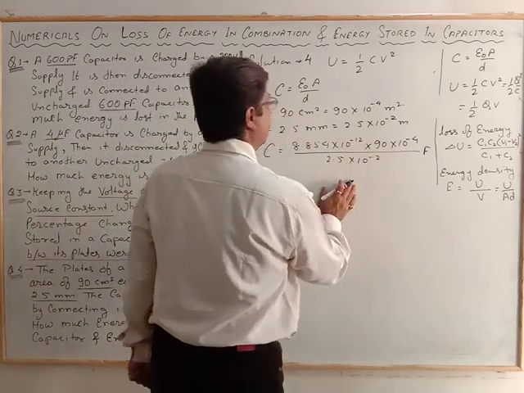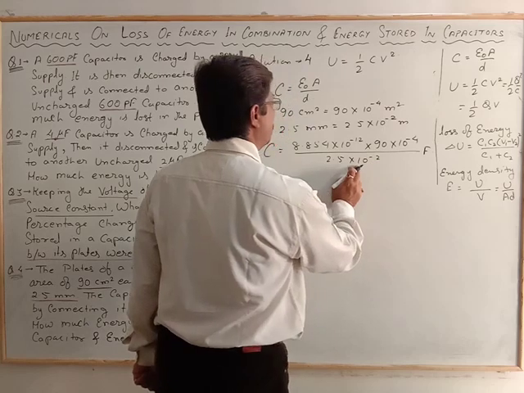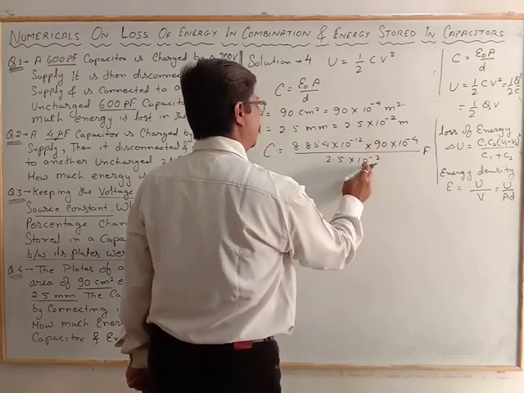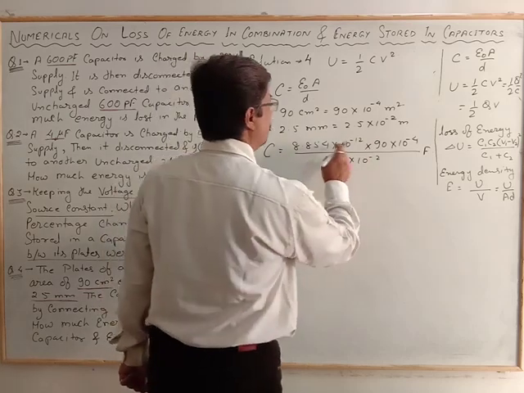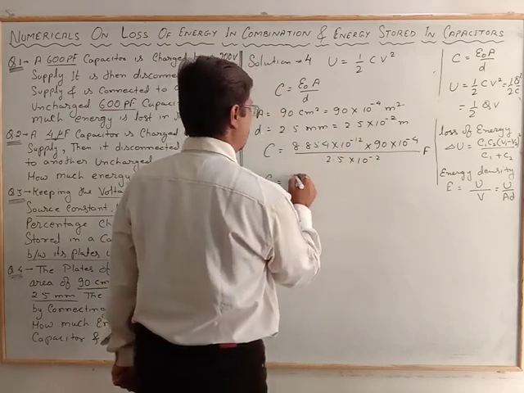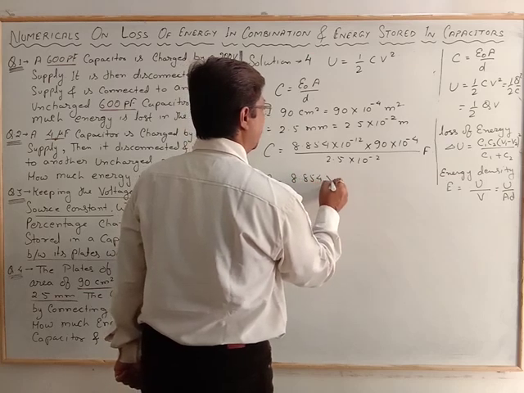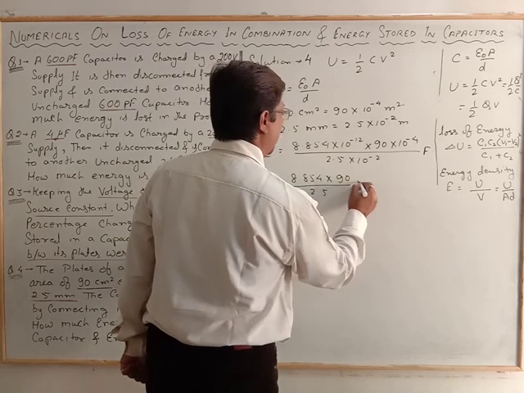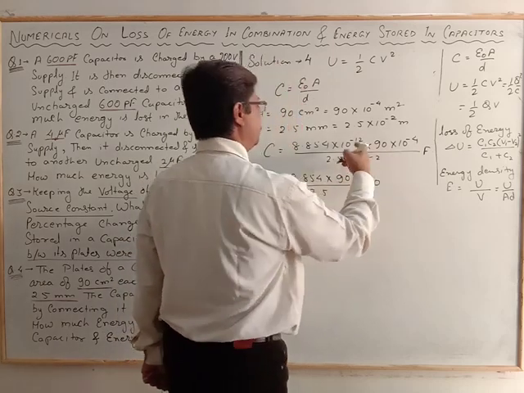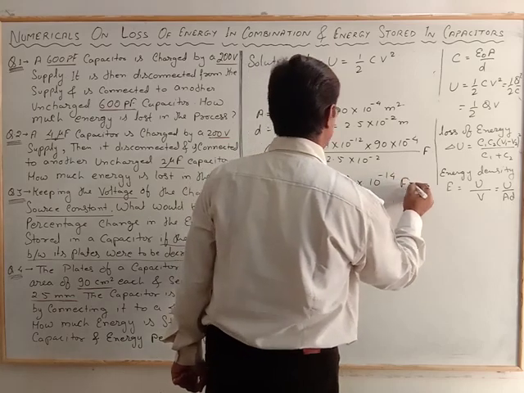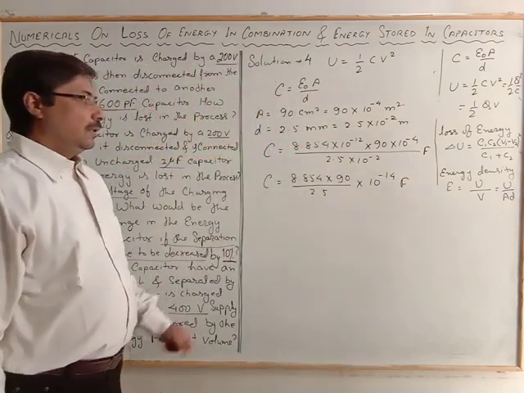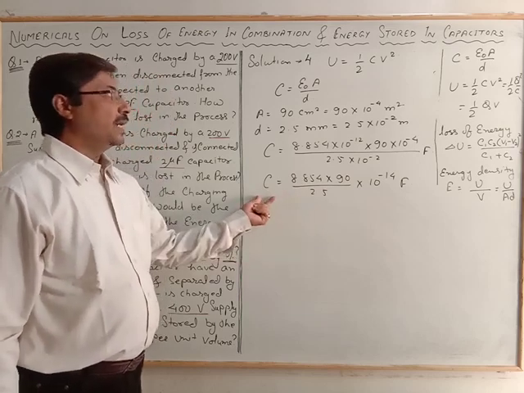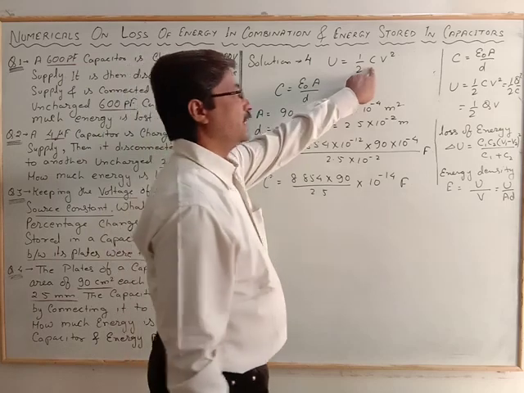Solve it. In that case, 10 to the power minus 12 into 10 to the power minus 4 becomes 10 to the power minus 16, divided by 10 to the power minus 2 gives 10 to the power minus 14, and 2.5, we calculate this one. C is equal to 8.854 into 90 by 2.5, and that is into 10 to the power minus 14 farad. You do the calculation, you solve this one, you have the capacitance which is needed at this portion.